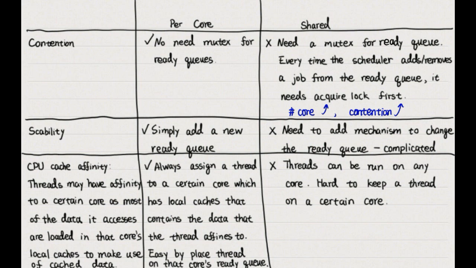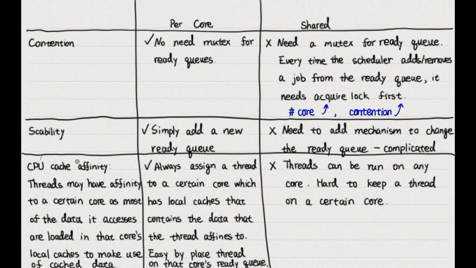In terms of scalability, it is very simple for the per-core ready queue design to add a new core. We simply need to add a new ready queue that is associated with the new core. For the shared ready queue design, we need to change the ready queue add and remove routines to support the newly added core, which is complicated.